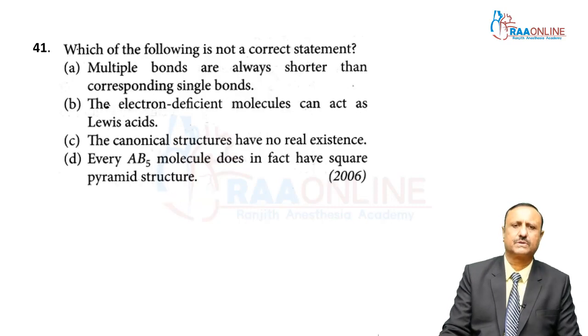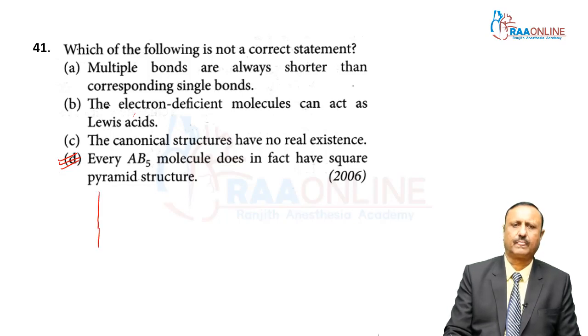Now we can go to question number 41. Which of the following is not a correct statement? Multiple bonds are always shorter than corresponding single ones. Correct statement. The electron deficient molecule is a Lewis acid. Yes, BCl3. The canonical structures have no real existence. Yes, the resonance hybrid has a real existence. So the answer is D. Every AB5 molecule does not in fact have a square pyramidal structure.